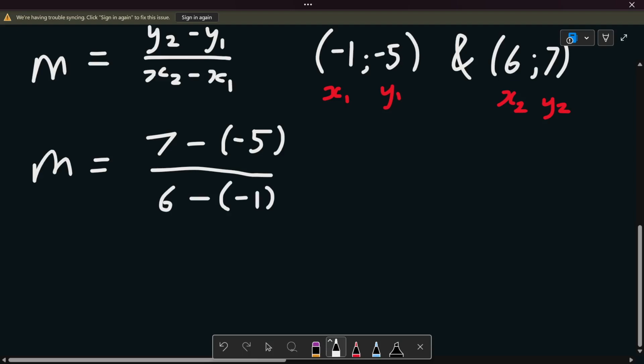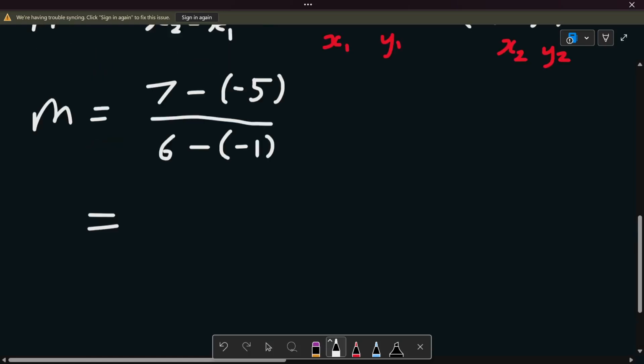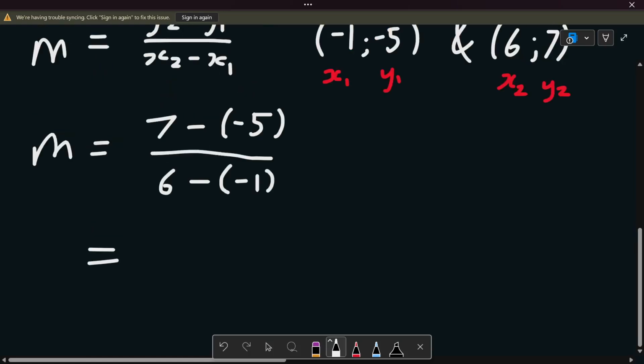Now, we can just keep simplifying it further, and we get the following over here. We have 7 minus -5, which is just going to be 7 plus 5. So I'm just going to write that down over here, because the negatives will multiply with each other to give us a positive.